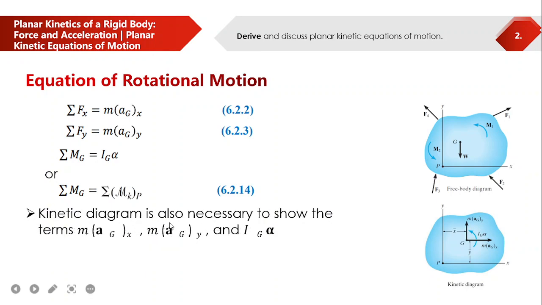Okay? So a kinetic diagram is also necessary to show the terms. We need a kinetic diagram as well to see the forces acting here, and the direction of your moment when your body is in motion. So you can see the kinetic diagram. It has a moment and it has forces, which is mass times a sub g sub y. Also here, the moment is computed as I sub g times angular acceleration. Then, that's how you compute for your kinetic diagram, or that's how you draw the kinetic diagram. Okay?